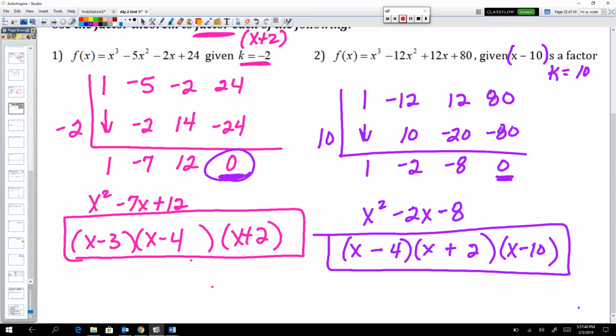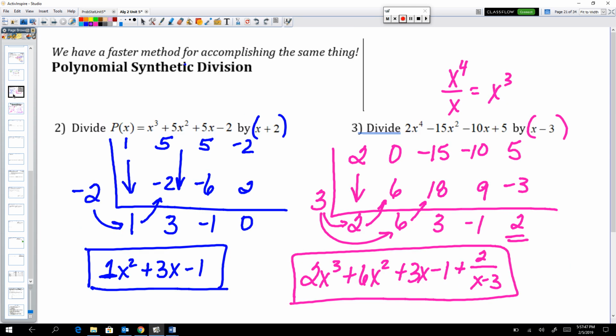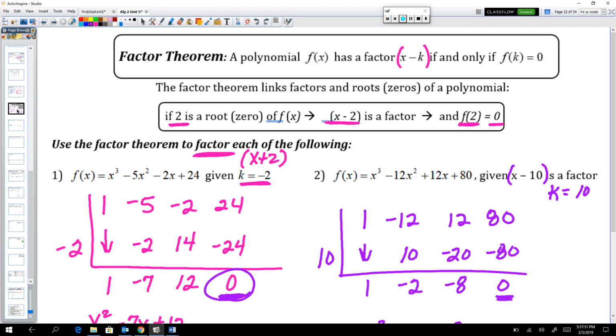Okay? So the instructions there were to factor, not divide. Instructions here were to divide. The instructions here were to fully factor. And just remember, k is just our mathematician notation for here's a root that I know exists.